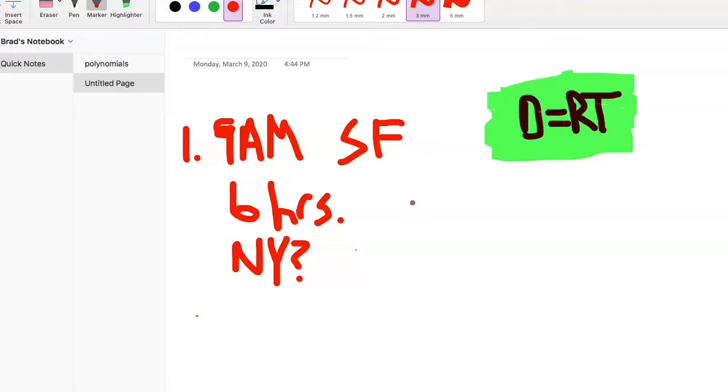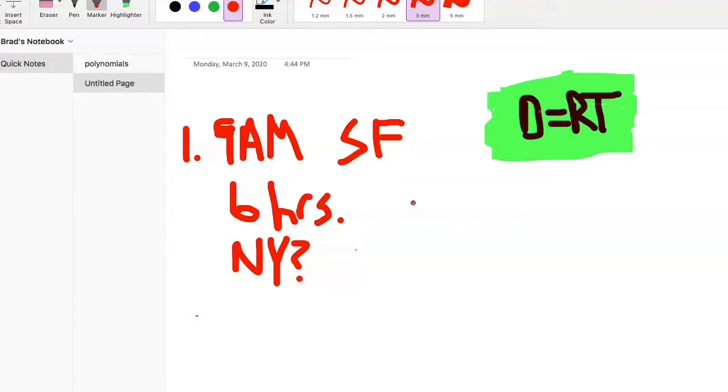So our first question, I sort of wrote it out already, is, okay, so we have a flight from San Francisco, leaves at 9 a.m., going to New York, takes 6 hours. What time is it when you land in New York?